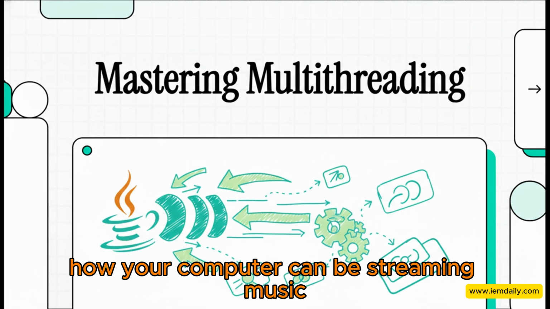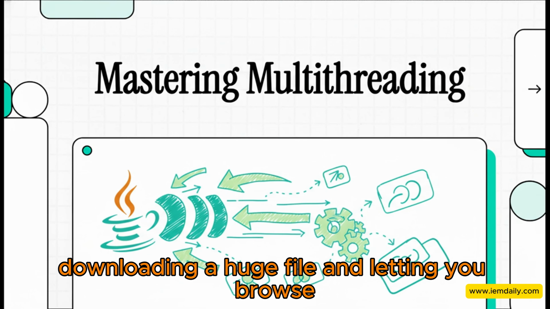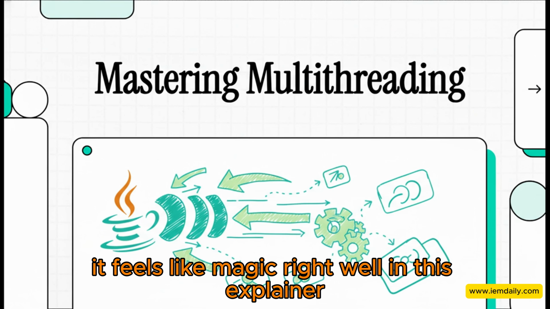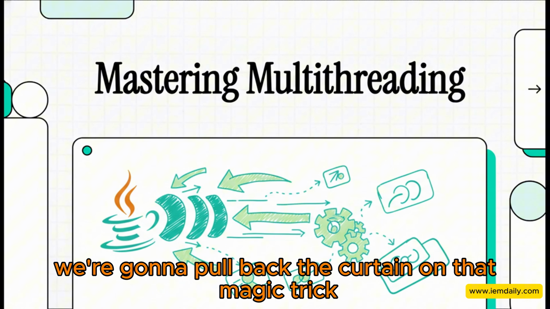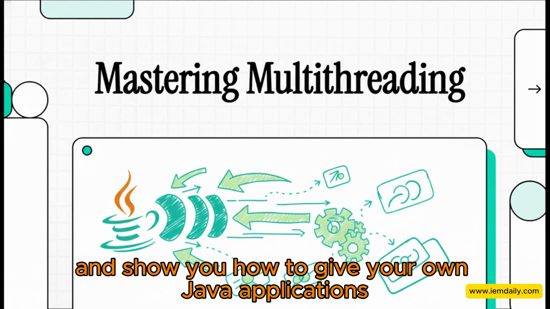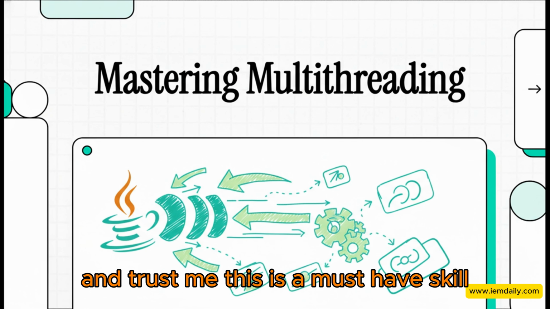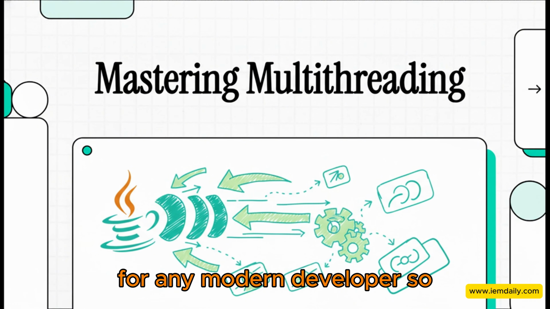Have you ever wondered how your computer can be streaming music, downloading a huge file, and letting you browse the web all at the exact same time? It feels like magic, right? Well, in this explainer, we're going to pull back the curtain on that magic trick and show you how to give your own Java applications that exact same superpower. And trust me, this is a must-have skill for any modern developer.